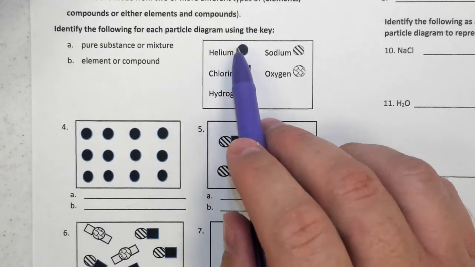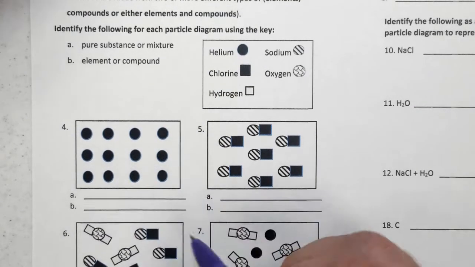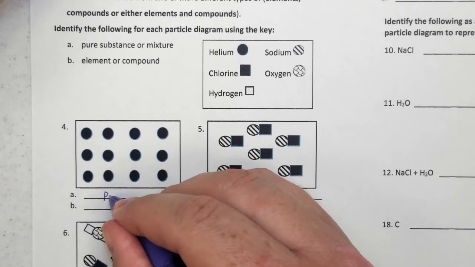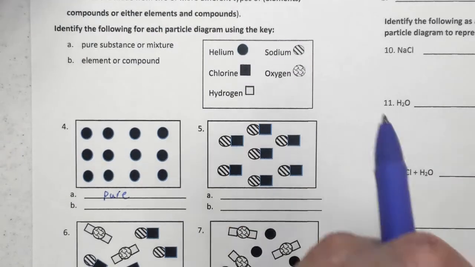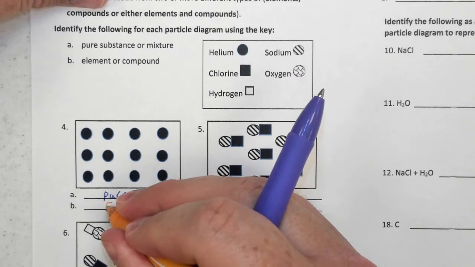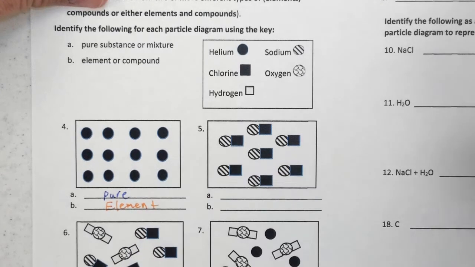Okay, so we're going to take a look at this one. We see that this is helium from our key, and it's all helium and it's all the same. So that's going to be our indication that it is pure. And since we already said it's helium, helium is an element. So this is a pure element. On to the next one.